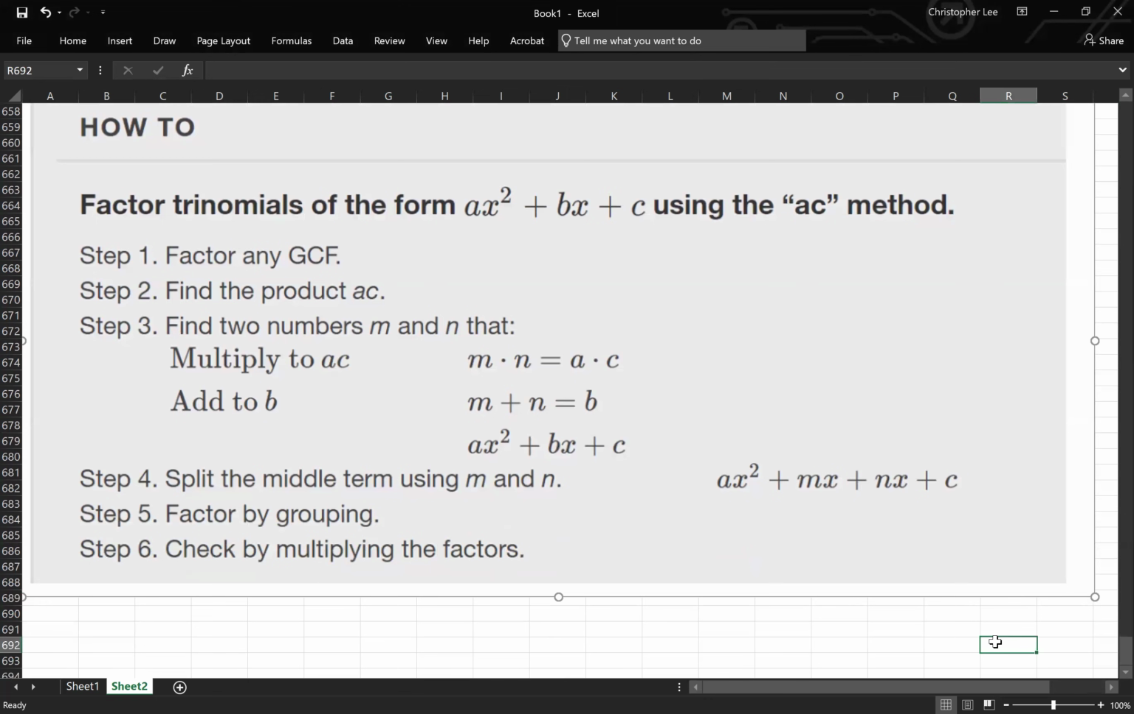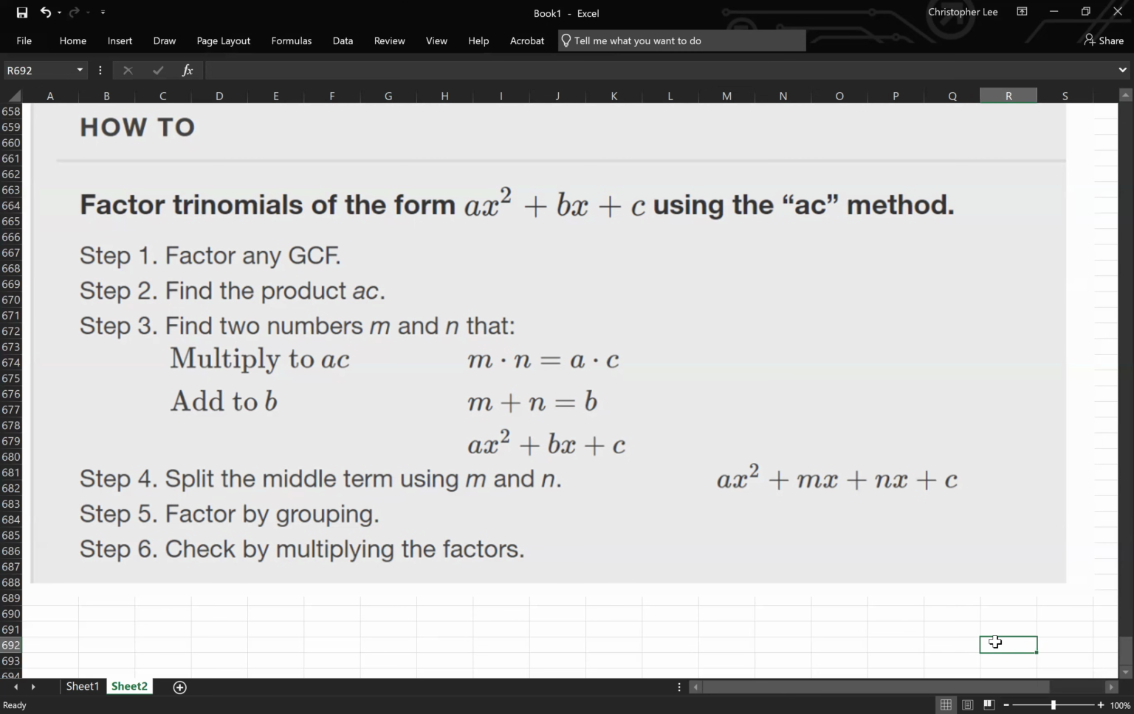So this is how to factor trinomials of the form ax squared plus bx plus c using the AC method. So first, you factor out any greatest common factor. Always you start with the greatest common factor, right? Step 2, find the product a times c. Step 3, find two numbers m and n such that m times n is equal to whatever a times c is, and m plus n is equal to your b term, right?